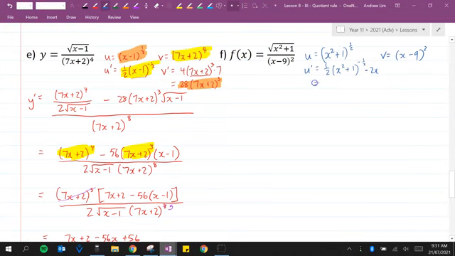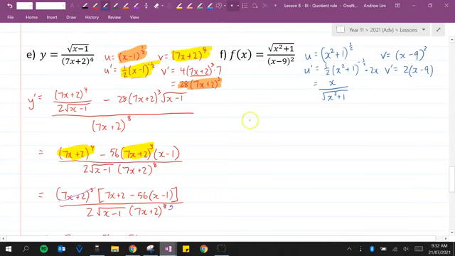So I'll just tidy this up. Half times 2x is just x. And I'm going to rewrite this as the square root of x squared plus 1. So let's just put this in the middle. And v dash, bring down the power, reduce the power by 1, times by the derivative of what's inside the brackets, which is just 1, so that's it.